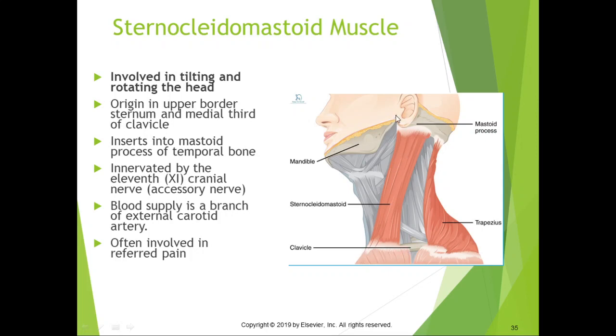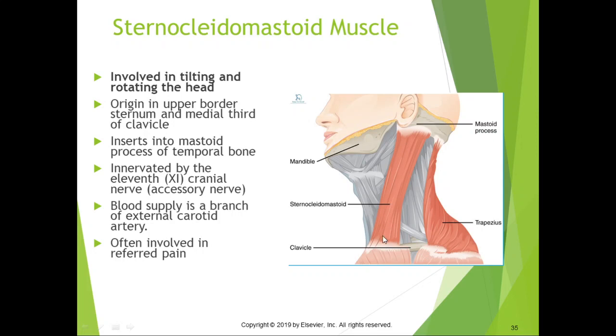It's going to insert up here into the mastoid process of the temporal bone, right up behind our ear, because that area is going to be moving more. So we have this muscle coming down from just behind our ear in that mastoid process, coming down and across our neck and inserting down into the clavicle area. If you put your hand there on the side as we move our head from side to side, we're feeling that SCM muscle moving back and forth, tilting our head with us.